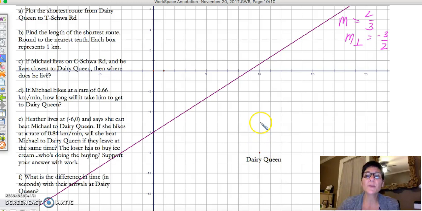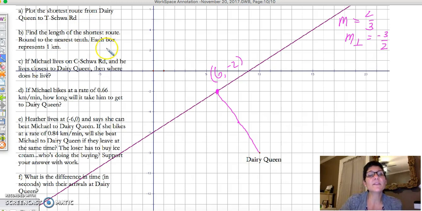Okay, so I'm going to go up 3, to the left 2, go up 1, 2, 3, and to the left, and voila, I can't believe it. I hit this beautiful point right over here. Okay, so I am going to draw a line. You guys should use a ruler and go from there. So you're trying to find the shortest distance. So this is the point 6, -2. It says plot the shortest distance.